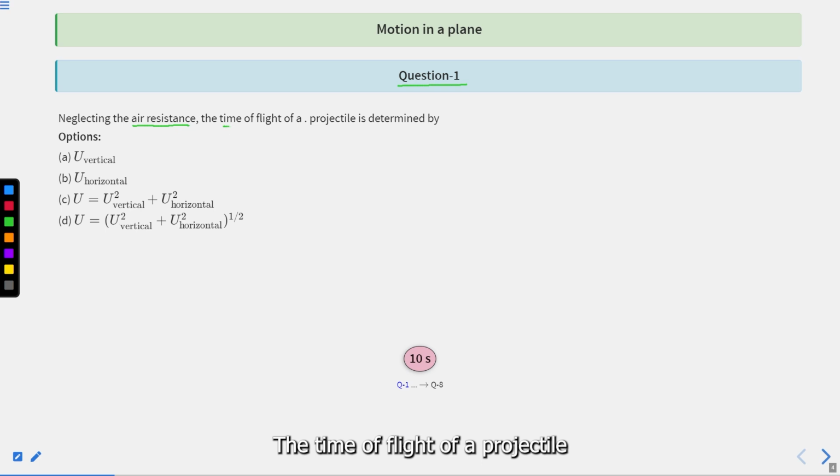The time of flight of a projectile is determined by, clear, which option is correct? A. U vertical, B. U horizontal, C. U square vertical, and D. U square plus U square horizontal. Clear? Which one is correct? Option A, B, C or D? You have 10 seconds to solve this question. After that we will provide the solution.